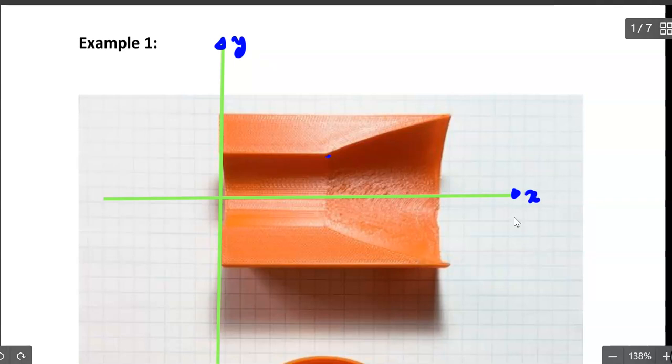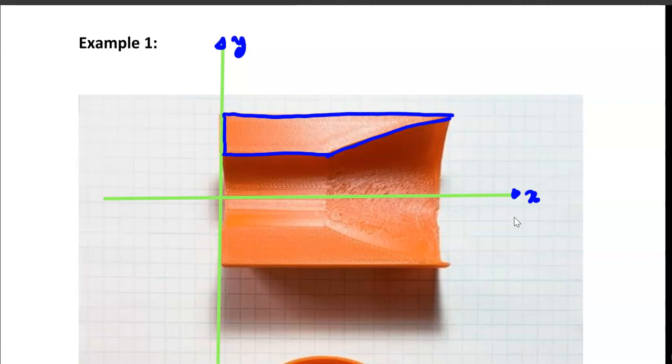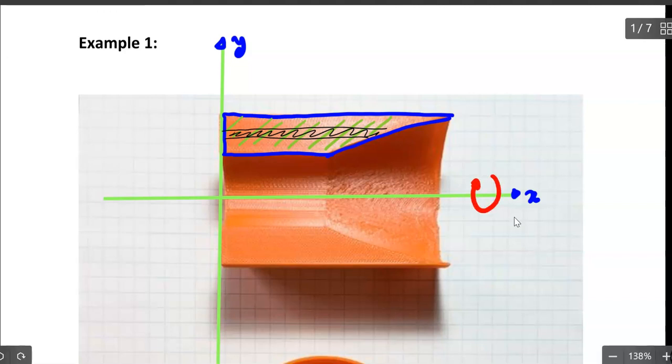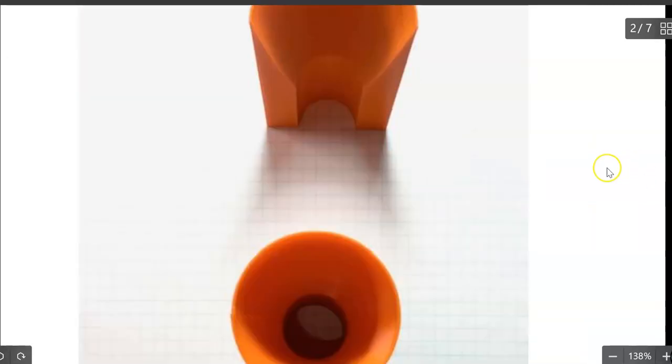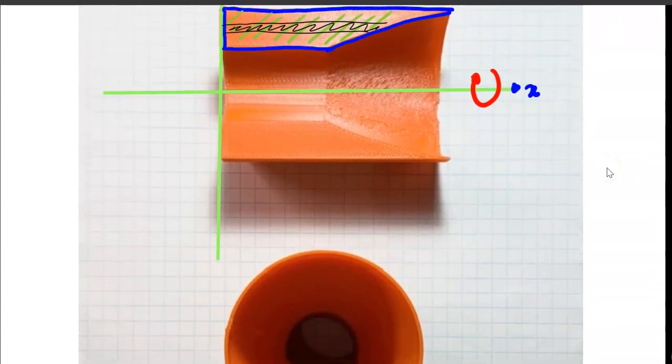Here is my parabola, and here's y equal to 1, y equal to 2, and here's x equal to 0, and this is the area that we are working with. At the same time you see that I have the element. We are going to revolve this about the x-axis. If you revolve it around the x-axis, you are going to make this shape right here. That is the shape upside down.